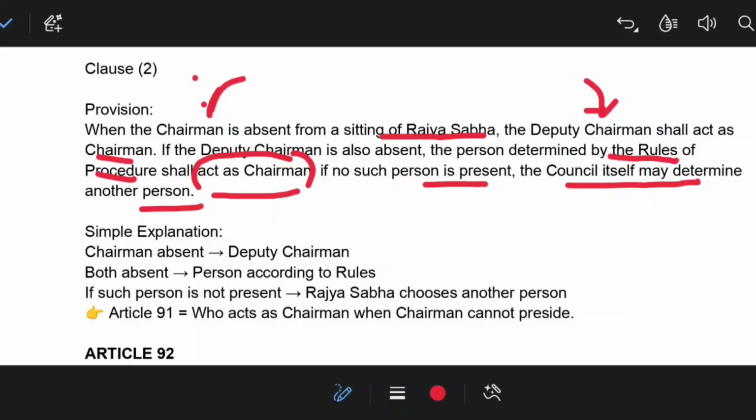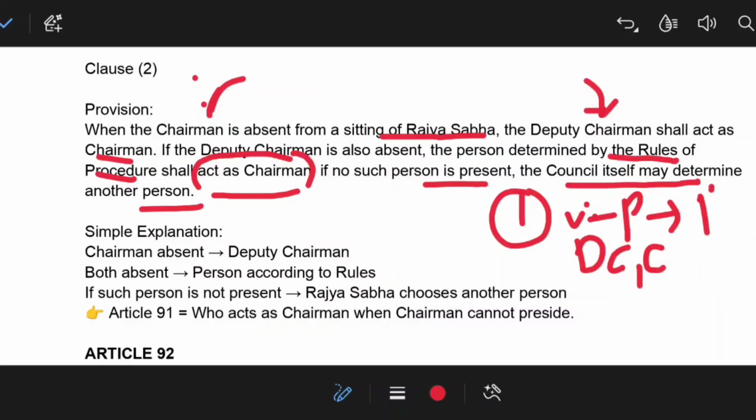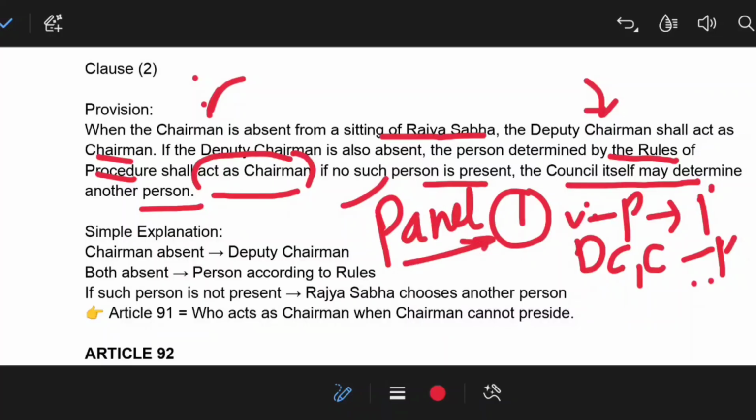So in case 1, when the chairman is acting as the president and the deputy chairman and chairman are both absent, then the President will appoint any member from the Rajya Sabha. But in this case, suppose that due to any reason the chairman is absent, not acting as president, then the deputy chairman will perform the duty of the chairman. But what will happen if the deputy chairman is also absent? Then you also know about the term panel of the Rajya Sabha. And if the member chosen by the panel of the Rajya Sabha is also absent, then the council itself will decide which particular member will preside over the Rajya Sabha.